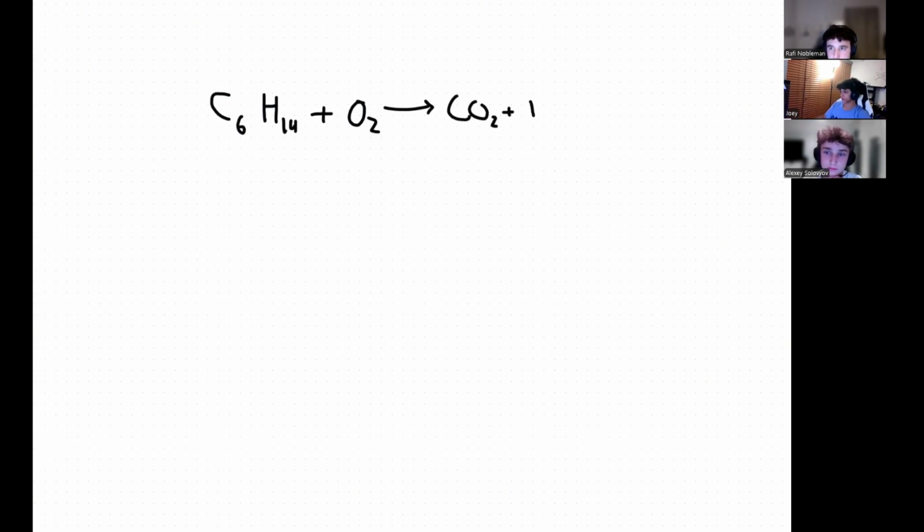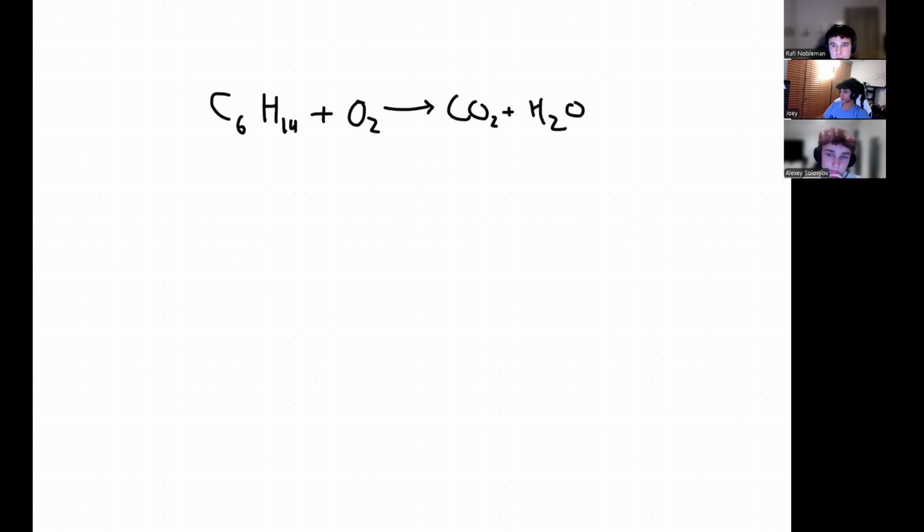Okay, so now we're going to balance a combustion equation, which has much bigger coefficients compared to other ones. So here we go. This will be the left side, and then once the reaction happens, we'll have H2O.